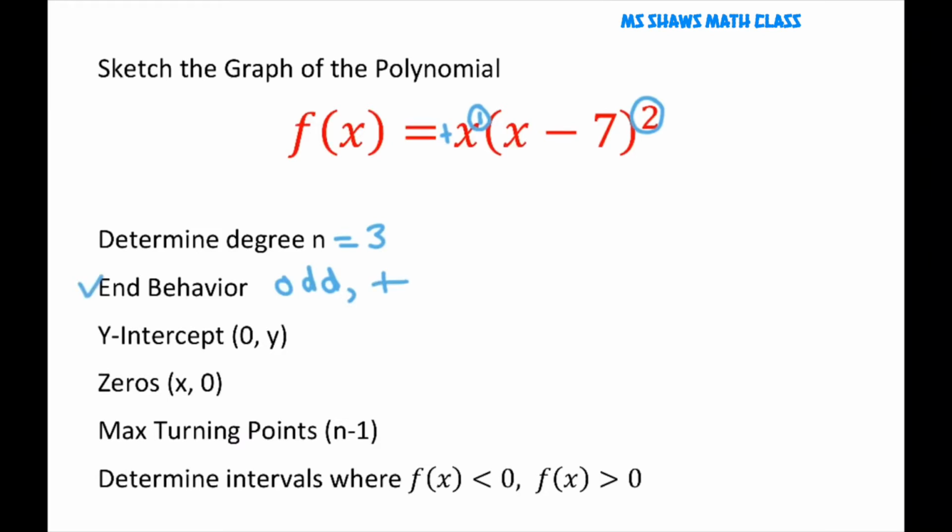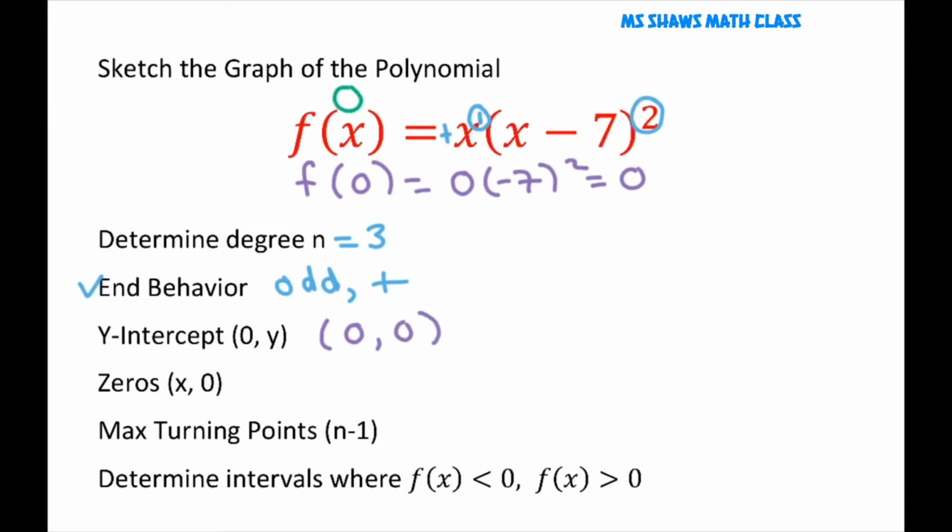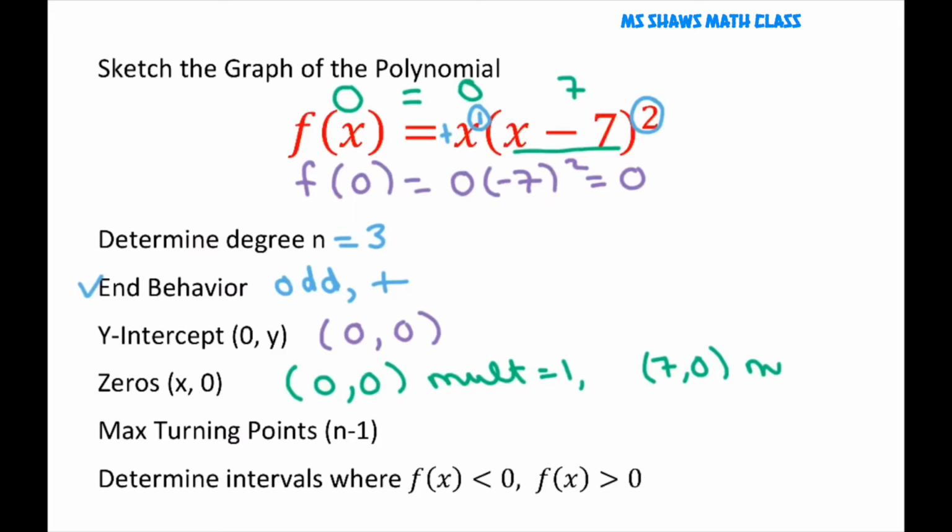Now, our y-intercept is when x is 0. So that equals 0. And our zeros is when y is 0. So you have a 0 here and 7. 7 minus 7 is 0. So we have 0, 0, that's multiplicity of 1. And 7, comma 0 with multiplicity equals 2.